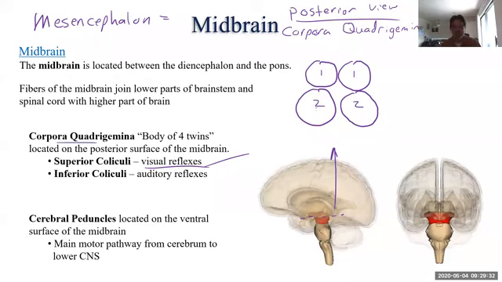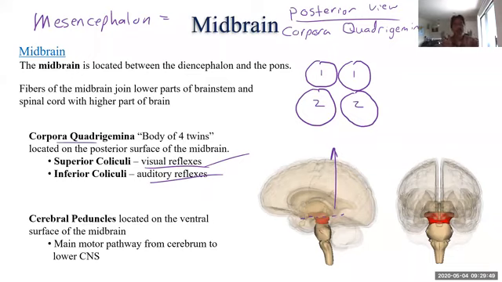Now, just below this, we have what we call the inferior colliculi. Inferior colliculi are responsible for auditory reflexes. So let's say somebody calls out your name. They'll say, hey, you. What's the first natural instinct? You're going to turn your head and look towards that direction once you hear your name.